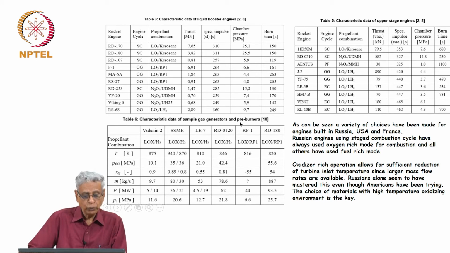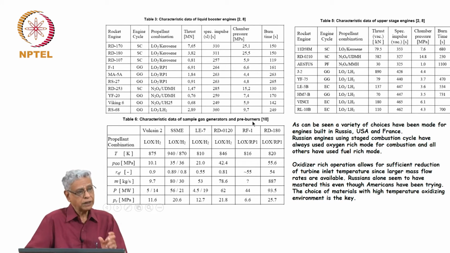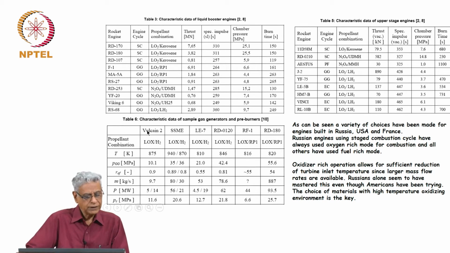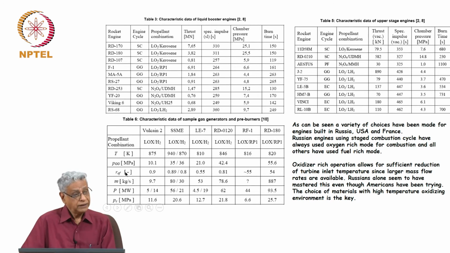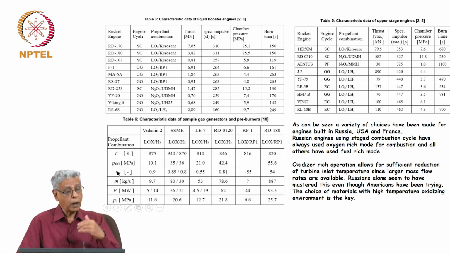If you look at gas generators and so-called pre-burners, this is an idea used in the case of staged combustion cycle. You see, this is a French design, SSME is the space shuttle main engine going to the space shuttle, LE is a French engine, RD is a Russian design. This is essentially American design. You will see the turbine entry temperatures are typically in this range, 800 plus minus 100 K, pressures typically of this range, and here the oxidizer to fuel ratio is different from what happens in the main combustion chamber.